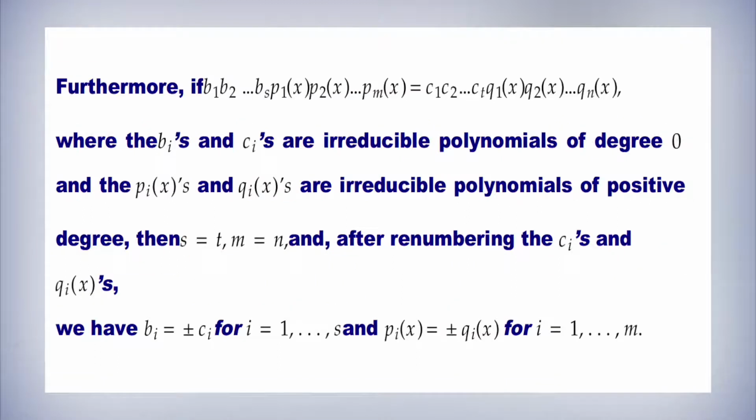Furthermore, if B1, B2 so on up to Bs, P1 of x, P2 of x so on up to Pm of x is equal to C1, C2 so on up to Ct, Q1 of x, Q2 of x so on up to Qn of x, where the Bi's and Ci's are irreducible polynomials of degree 0 and the Pi of x's and the Qi of x's are irreducible polynomials of positive degree, then S is equal to T, M is equal to N, and after renumbering the Ci's and Qi of x's, we have Bi is equal to plus or minus Ci for i is equal to 1, 2 so on up to S, and Pi of x is equal to plus or minus Qi of x for i is equal to 1, 2 so on up to M.